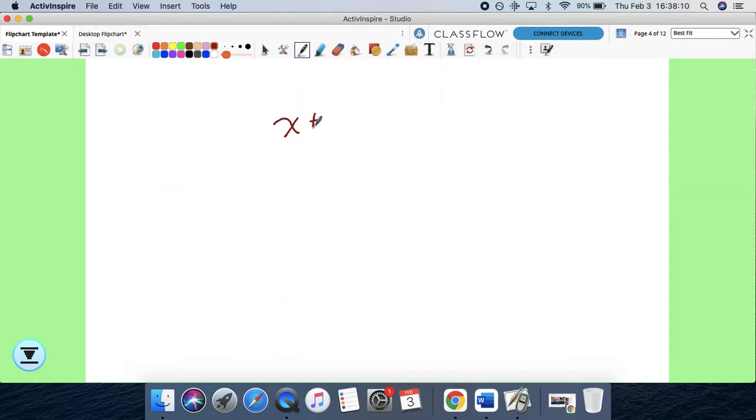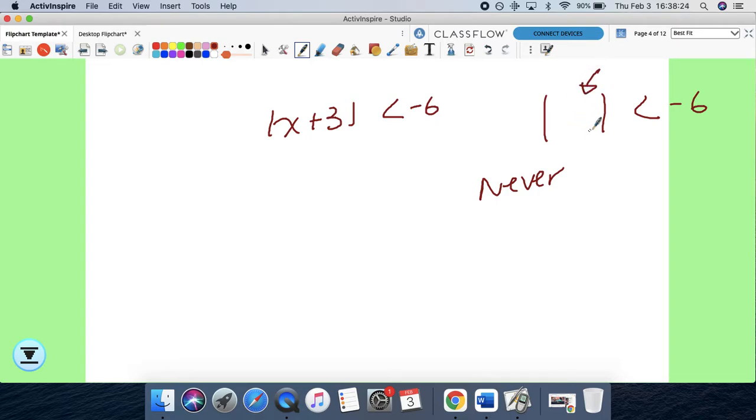Absolute value of x plus 3 less than -6. So when is the absolute value of anything ever less than -6? Never. This will never ever happen. There's no number that I can put in here that I can take the absolute value of and be less than -6, or less than a negative number. That will never ever happen. So this one, there's no solution. There's no value of x that I can put in here to make that inequality true.